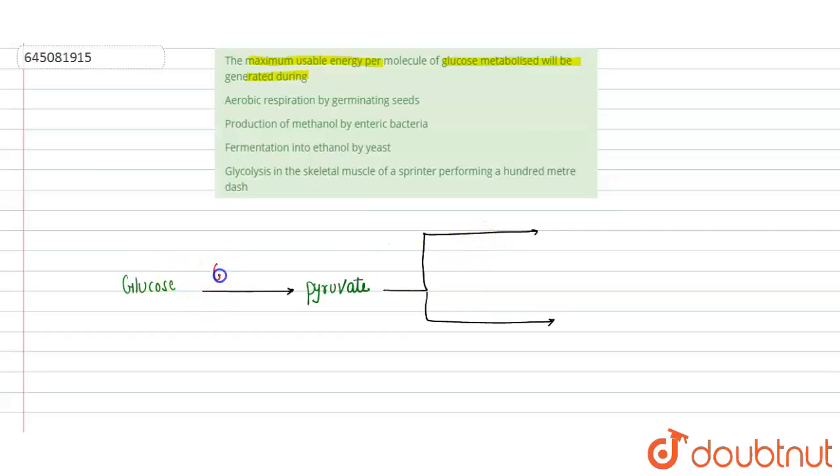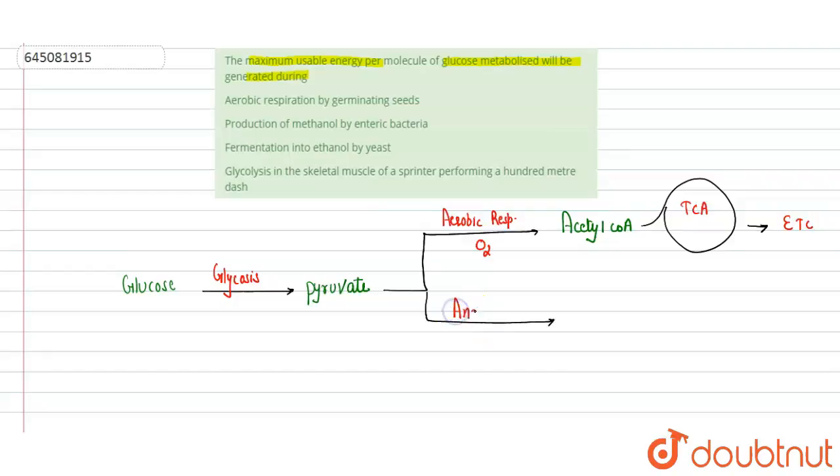From glucose, via glycolysis, pyruvate is formed. In the presence of oxygen, or aerobic respiration, from pyruvate, firstly acetyl-CoA is formed. Then acetyl-CoA enters into the Krebs cycle, and then the electron transport chain. Here it is the TCA cycle or Krebs cycle and then the electron transport chain. So this is a complete breakdown of glucose in case of aerobic respiration.